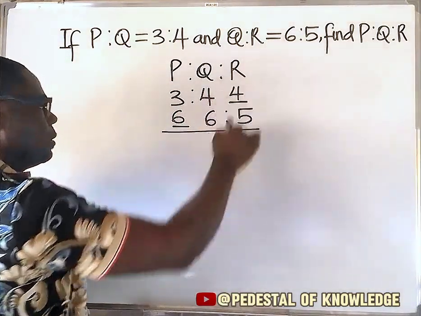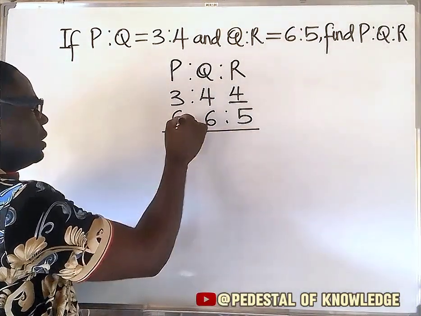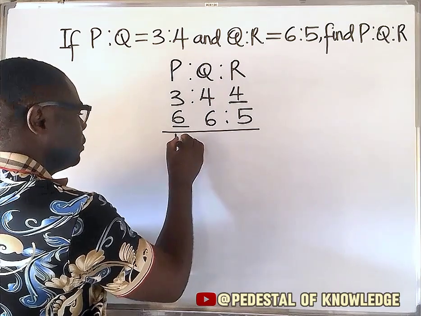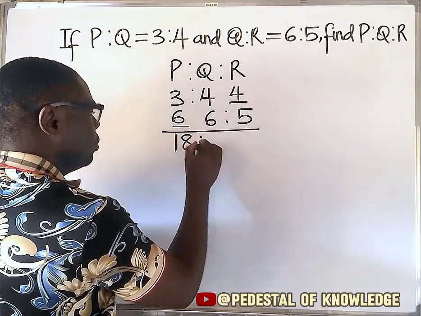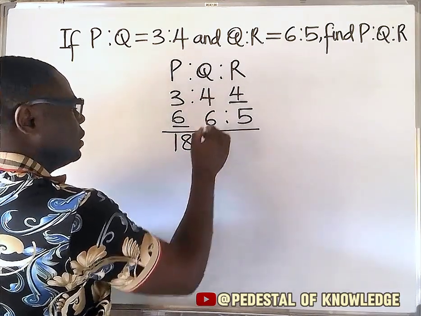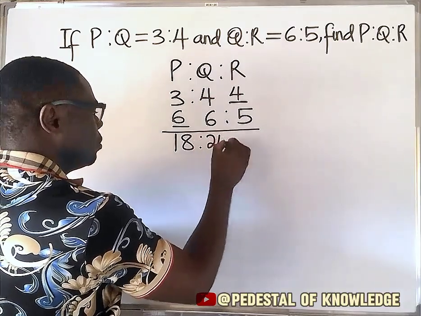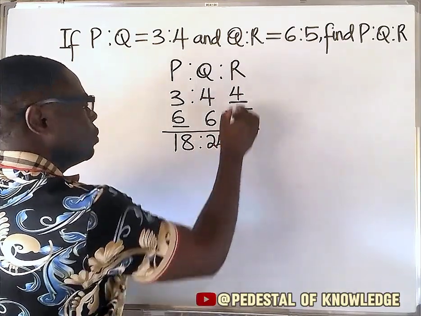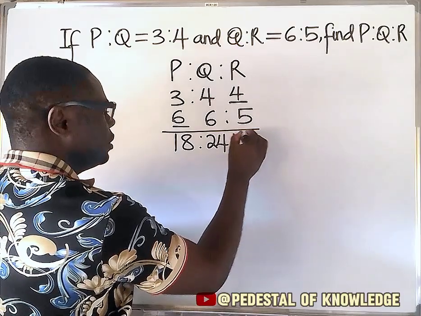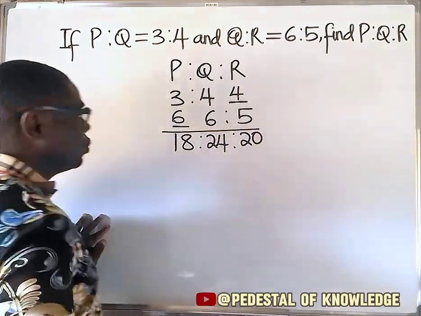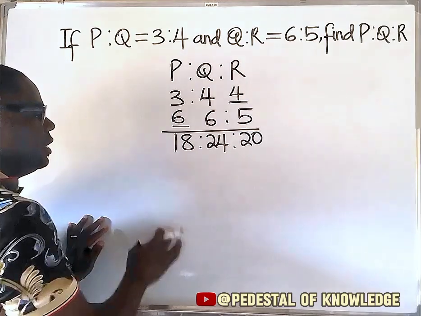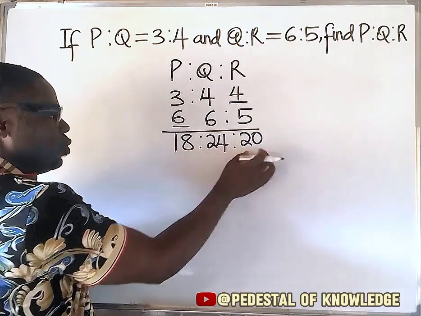Then after that, we now multiply the numbers. 3 times 6 is 18. Is to 4 times 6 is 24. Is to 4 times 5 is 20. So P is to Q is to R is 18 is to 24 is to 20.